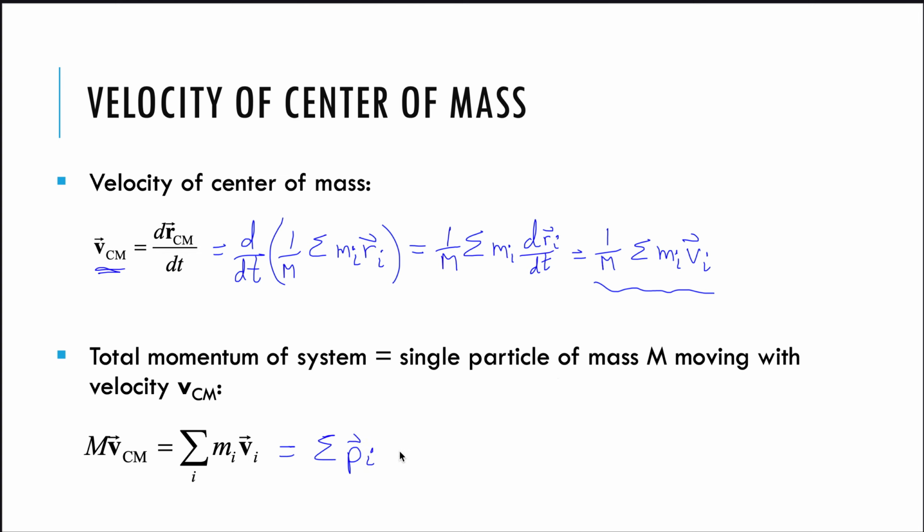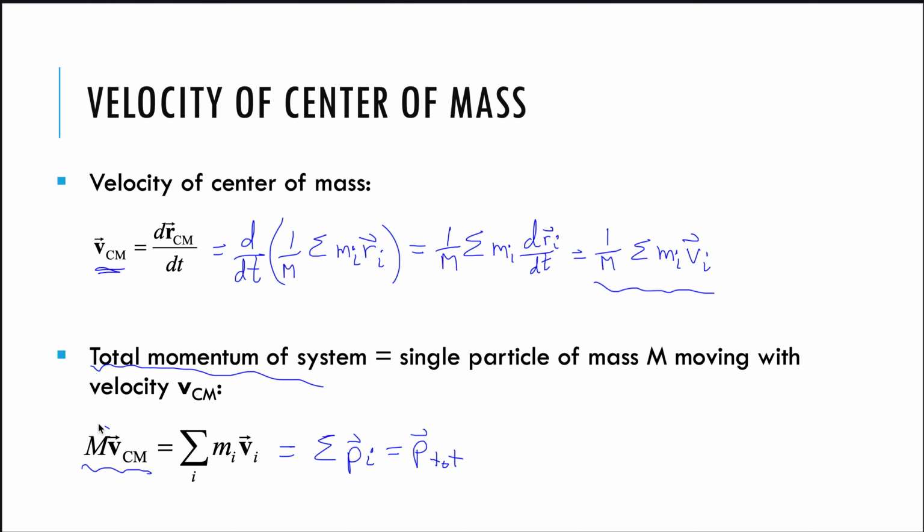So that means that it's equal to the total momentum of the system. So what's really significant about this is that the total momentum of a system, that's what I wrote here, the total momentum of a system is the same as that of a single particle, right? This is just one single particle of mass M that is moving with the velocity center of mass. It's moving with the center of mass velocity.